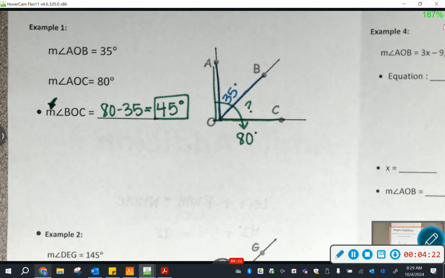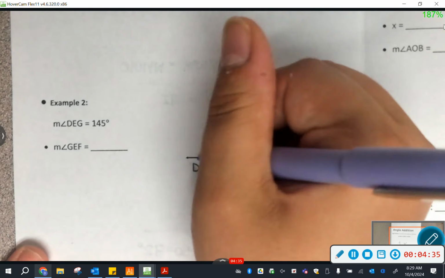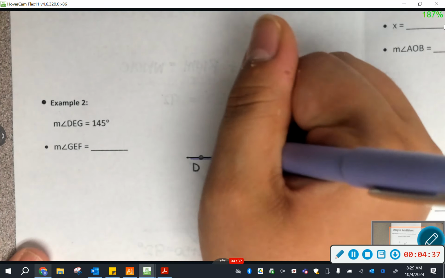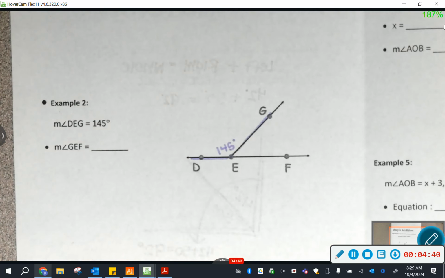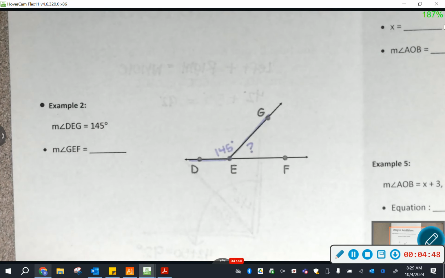Number 2. Did y'all write that down? Number 2 is a little bit tricky, but not too bad. It says DEG is 145. So DE to G is 145. How do I find GEF? How do I find this side right here? Say that a little bit louder, Chris, and I want you to explain why you think that. Why?